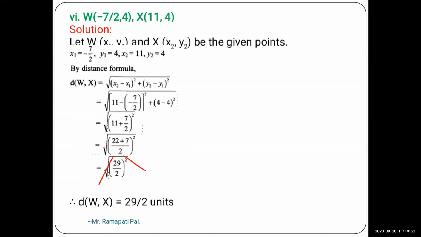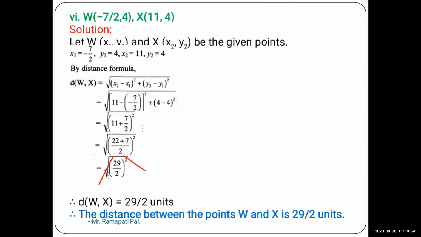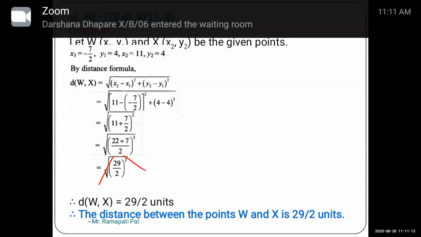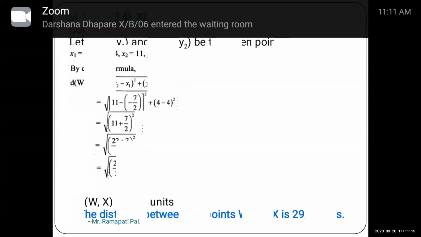Let's see. Is it clear? Yes, very good, Neha. Okay, so are you ready for the next question now? Very simple questions are there. Be ready with your pen and pencil because you have to solve here.